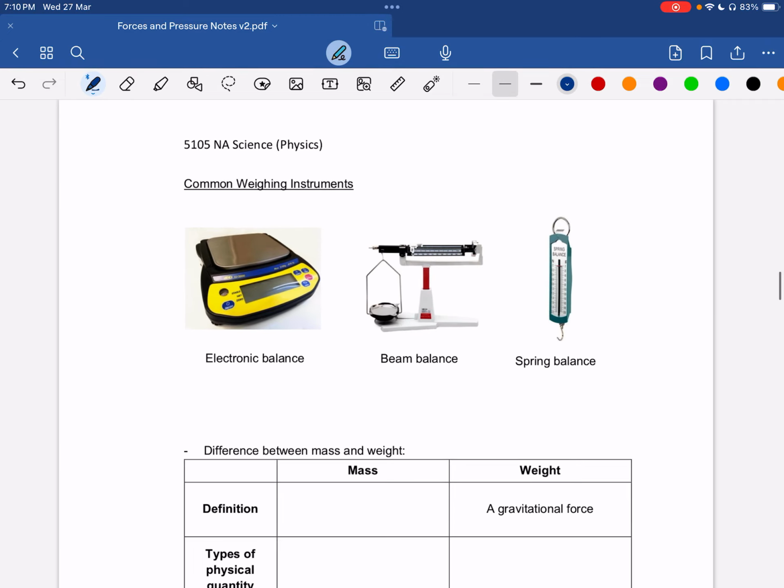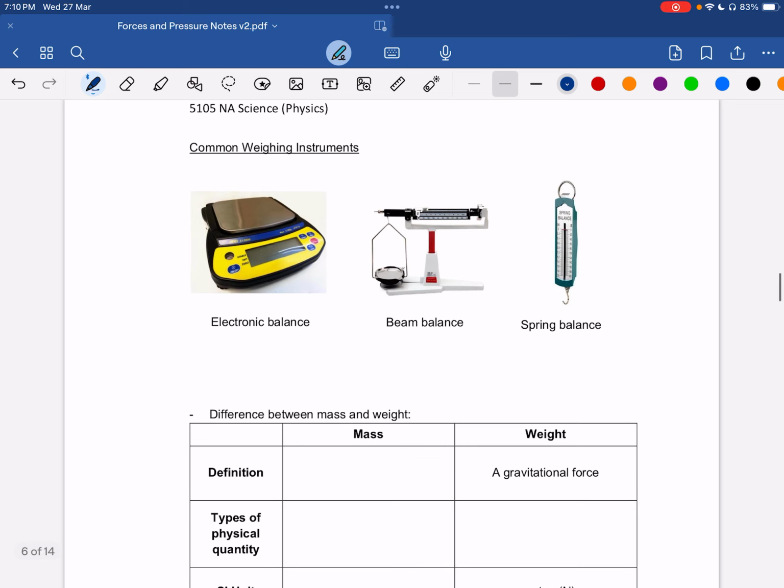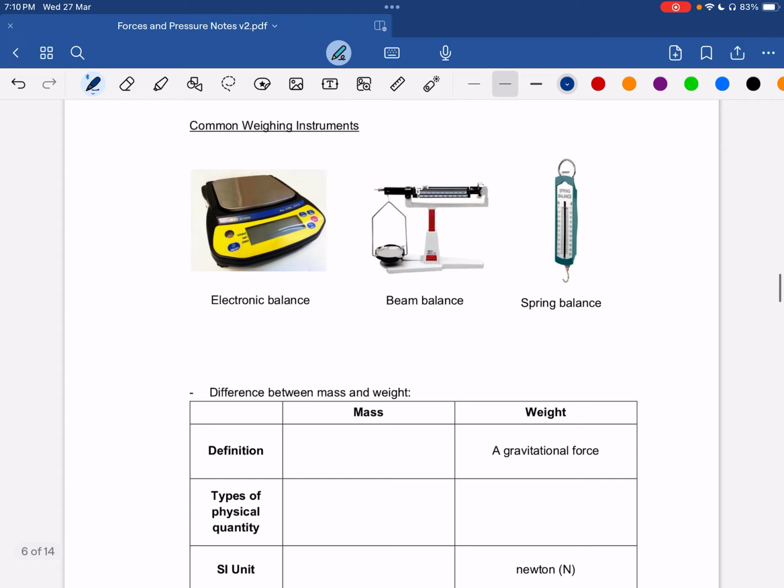Moving on to the next segment on common weighing instruments. There are some instruments that we use to measure mass and weight. For example, the electronic balance that we see in school is used to measure the mass, because the readings will be in kg or grams. So that is an indication that it's the mass.